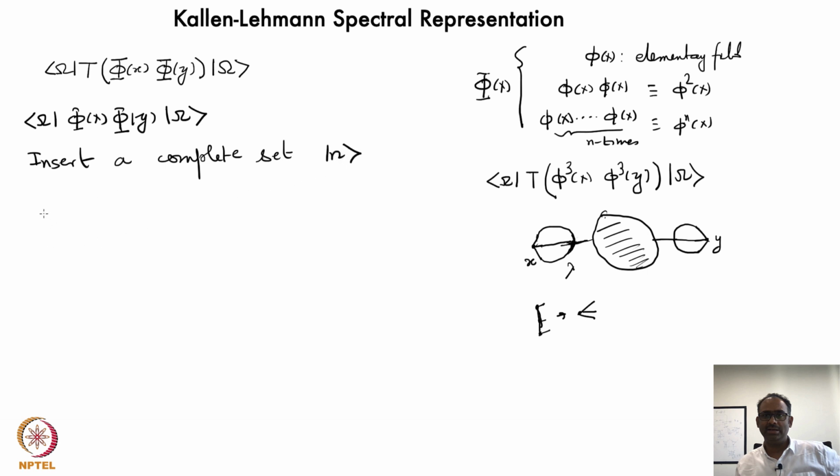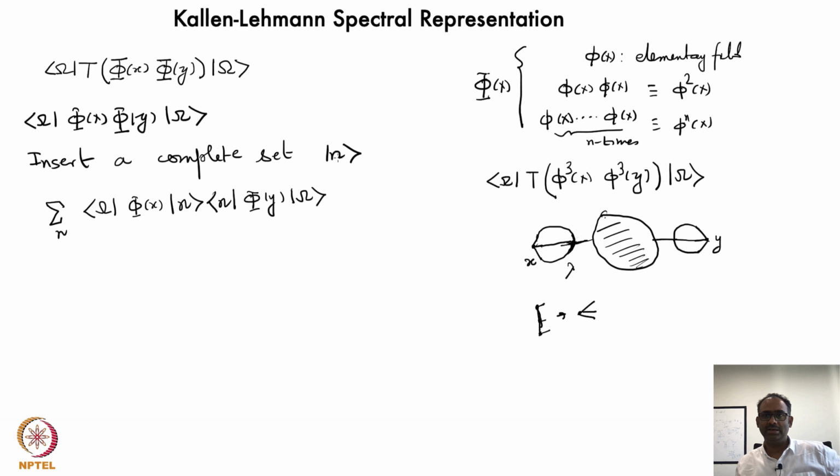So it becomes the summation over n of omega phi of x, then this identity, phi of y omega. Okay, I have inserted a complete set.